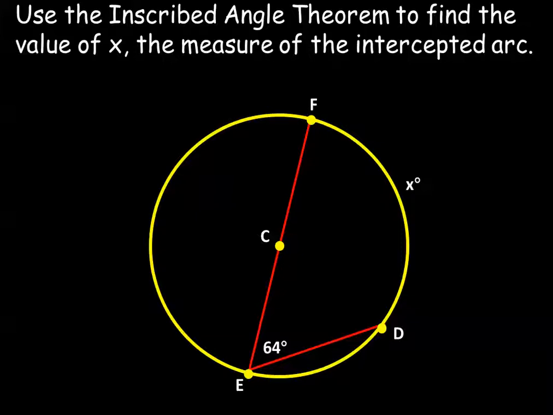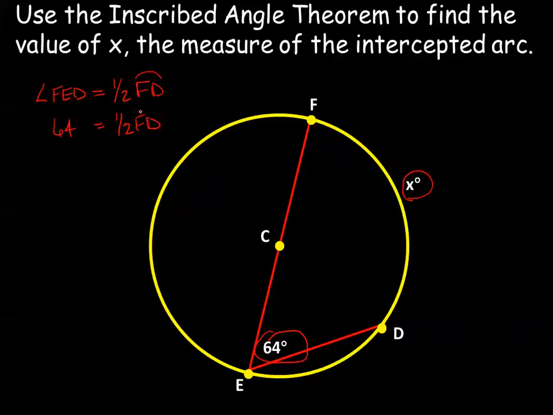Okay, now we're going to use the inscribed angle theorem to find the value of x, the measure of the intercepted arc. Well, look here, our inscribed angle is 64, and our intercepted arc, FD, is going to be x degrees. So what you're going to do is say, looking at my letters, angle FED equals half of arc FD. So angle FED is 64.